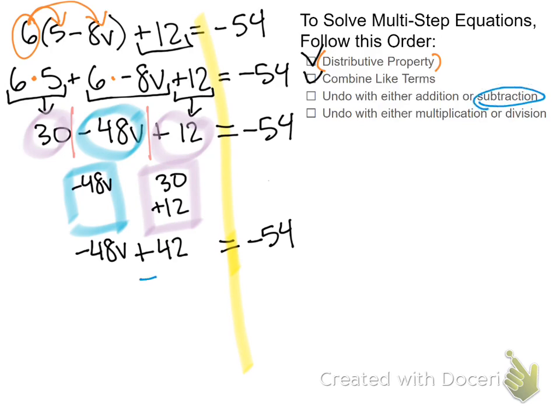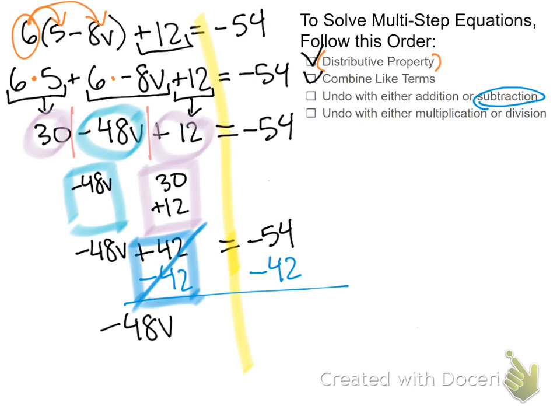So I'm going to subtract 42 on both sides. And again, I really like to draw this box here so that I can make sure that I did this correctly. These will cancel out. And that leaves me with negative 48v equals negative 96. Okay, so now I am done with that undo step.